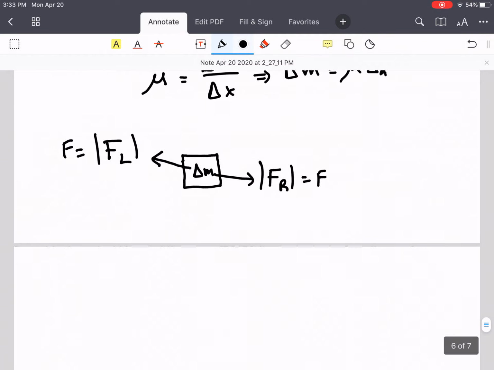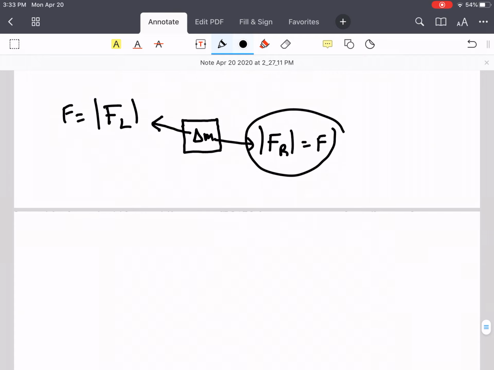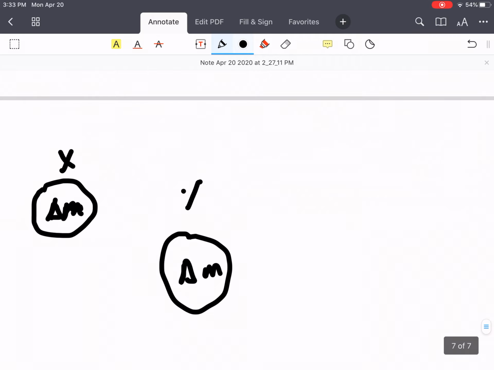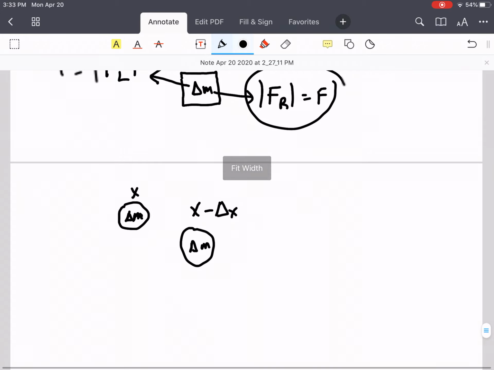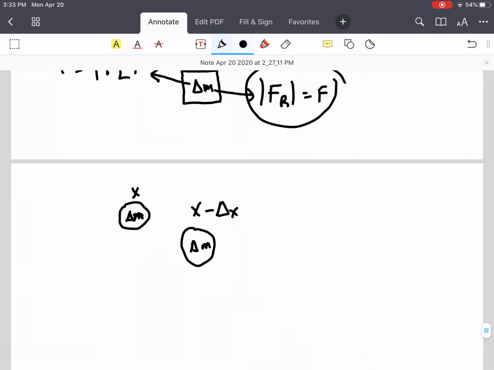All right, so we'll start by talking about this force on the right. I'm going to draw that out a little bit differently. So I'm going to draw my mass delta m as a little circular bead, sitting at position x. And I'm going to draw my next object, also mass delta m, sitting at position x plus delta x. So the force of tension is going to act between these guys. It's going to act on a line between them.